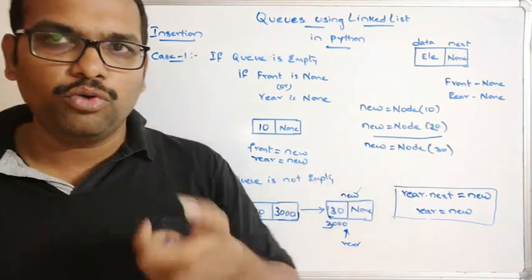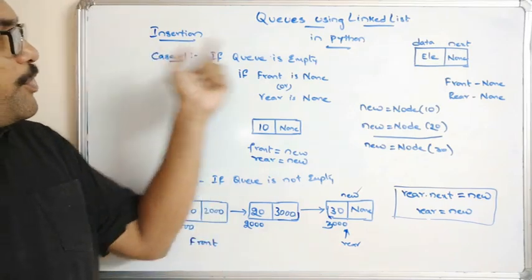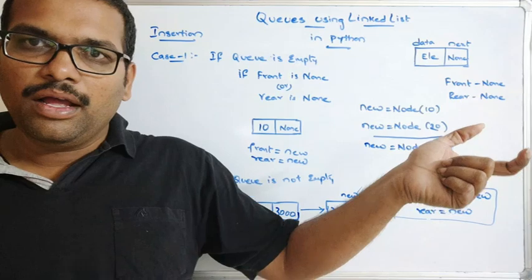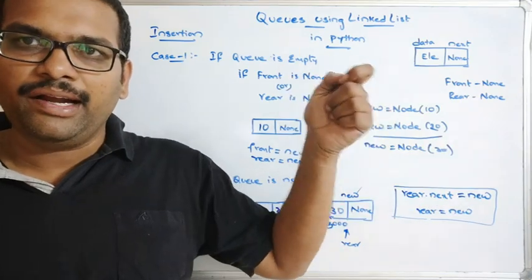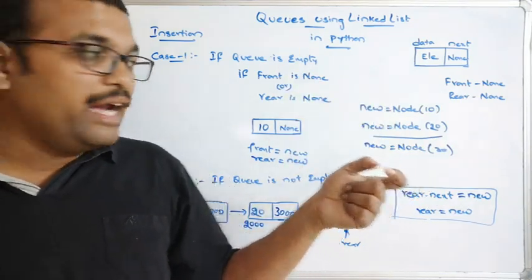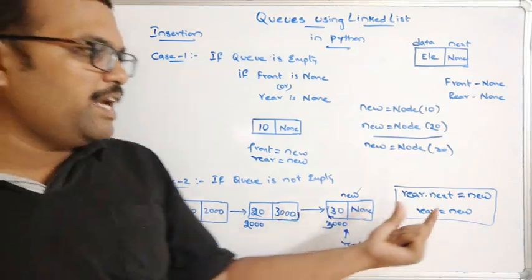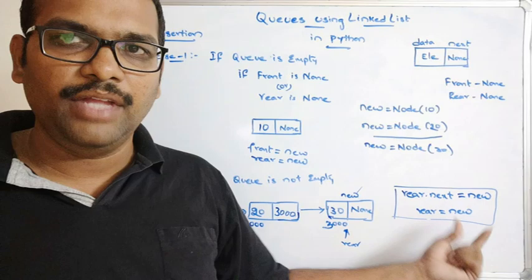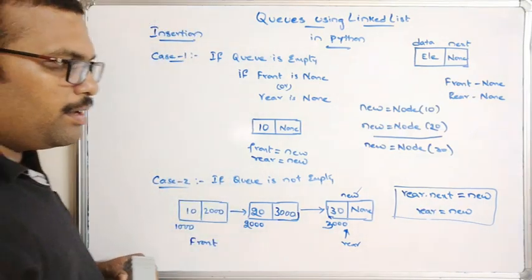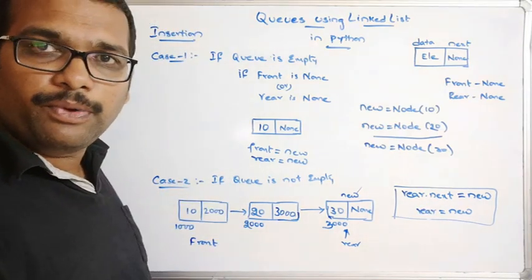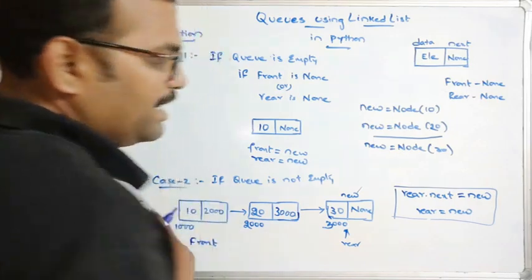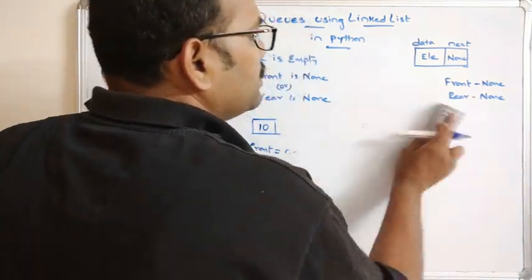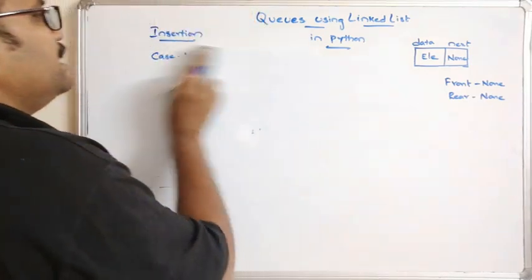So here we need to check two conditions. One is if Q is empty. If Q is empty, create a node and initialize both the front and rear to that particular node. And if Q is not empty, simply change the rear dot next to new and rear is equal to new. That's it. Right? So hope you understood this one. Next we will go with the deletion operation. So we will take 3 elements and we will see the deletion operation.